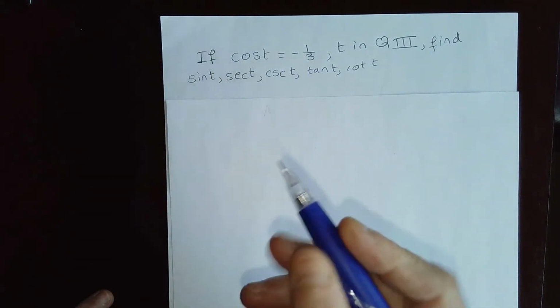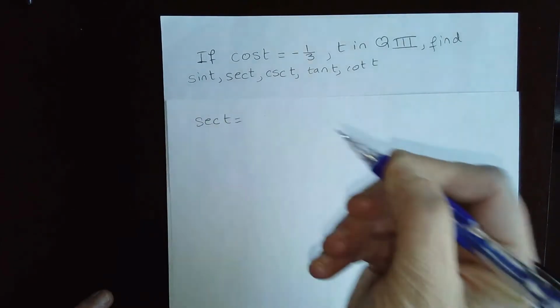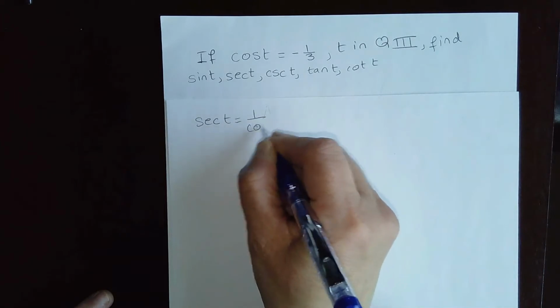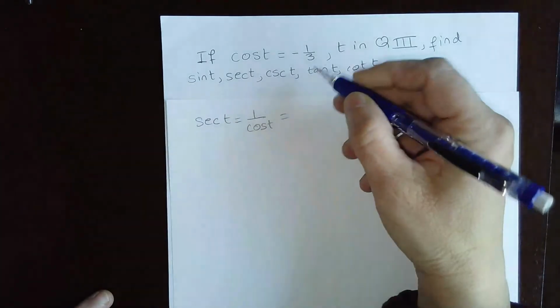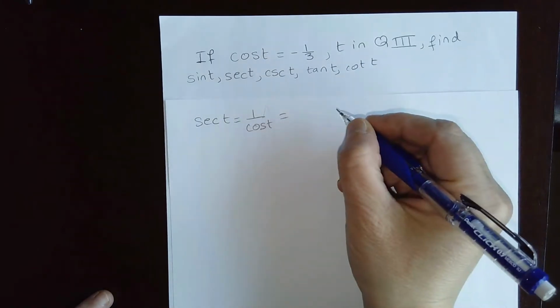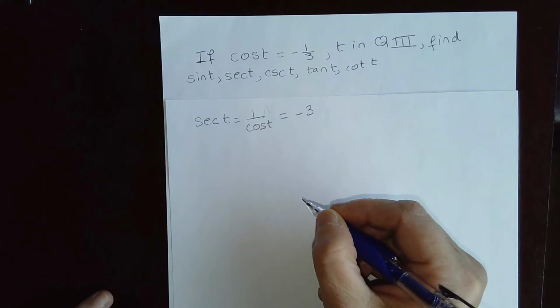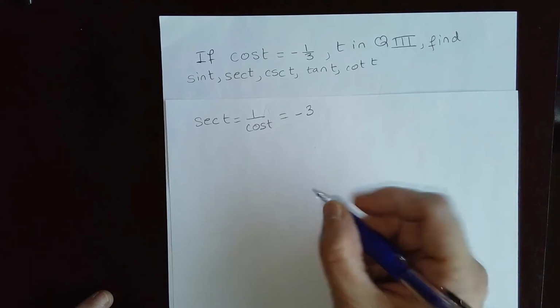Well, since we know that secant t is a reciprocal of cosine t, you just take the reciprocal, so it's -3/1 or -3. So this is secant t. That's the easiest one to find. Then we can find sine t.